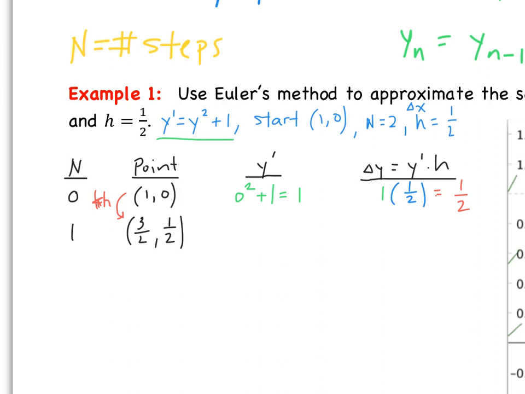Now to figure out the new y prime, or the new slope at this point, we plug in 1/2 for y, square it, and add 1. When we do this, we get 5/4. Then to get that new delta y, we take 5/4 and multiply it by our h, which is 1/2, and we get 5/8.